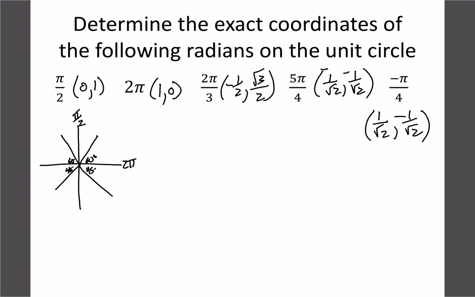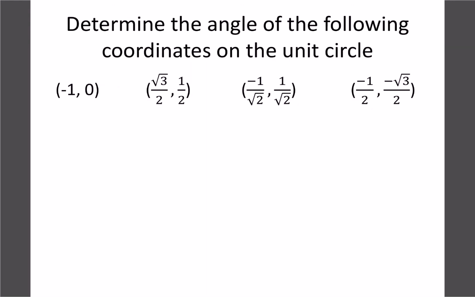So you can use the unit circle to help you figure these out, or what I usually do is just use our special triangles, our 30, 45, and 60, and then figure out positives and negatives based on the quadrant. So here's another one, same kind of thing, but backwards. We're trying to figure out where the angle is. So negative 1 and 0 would be there, so that's our 180, or pi in radians.